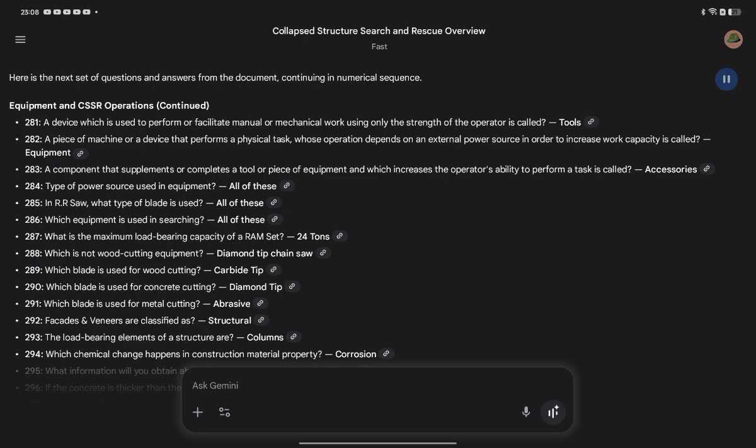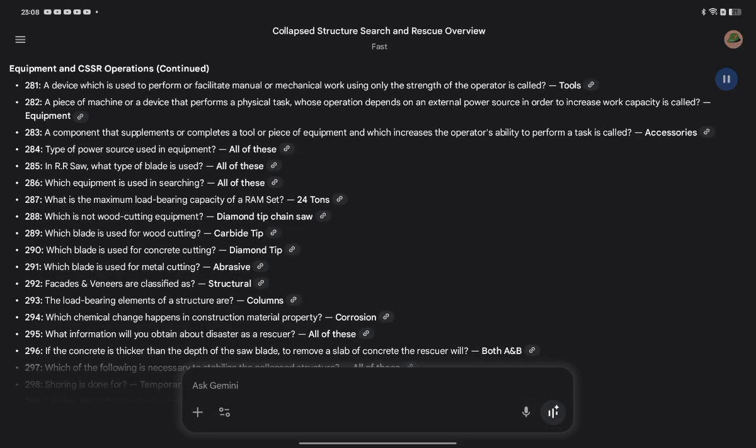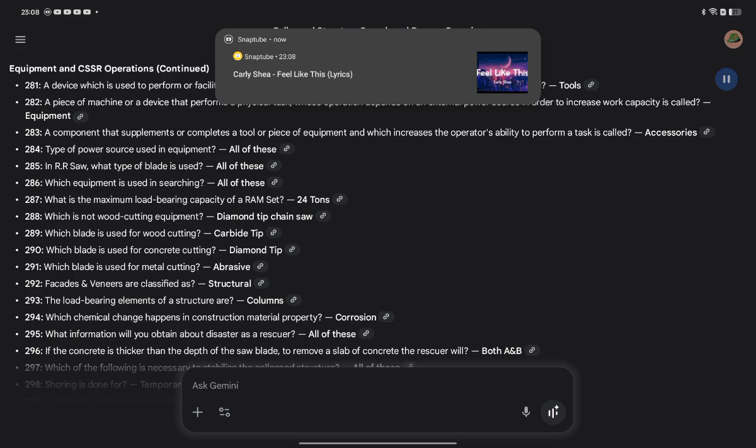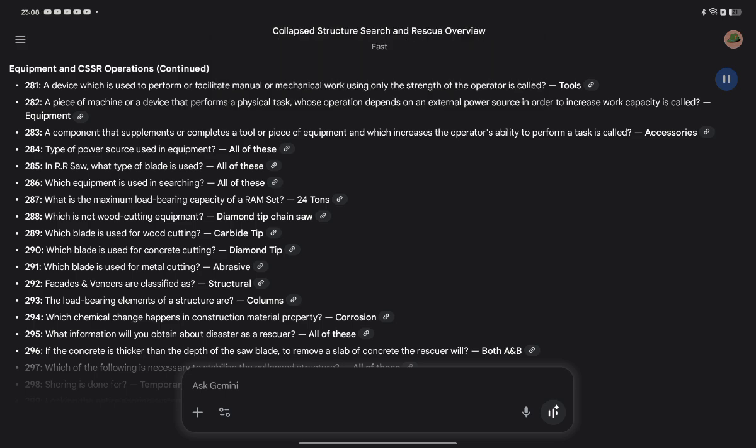281. A device which is used to perform or facilitate manual or mechanical work using only the strength of the operator is called tools. 282. A piece of machine or a device that performs a physical task whose operation depends on an external power source in order to increase work capacity is called equipment. 283. A component that supplements or completes a tool or piece of equipment and which increases the operator's ability to perform a task is called accessories.